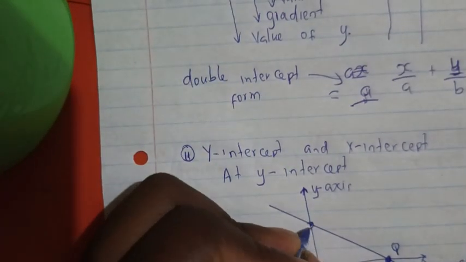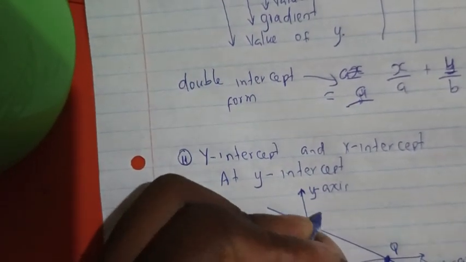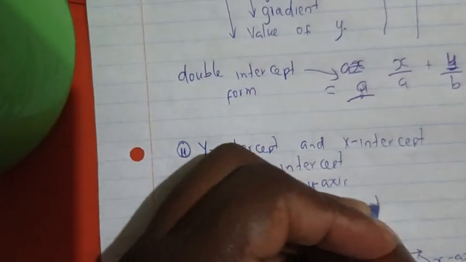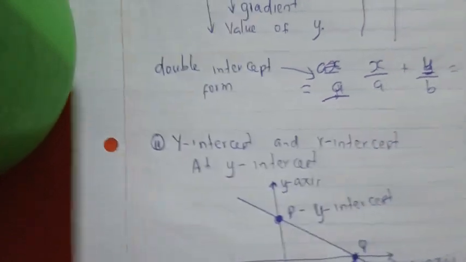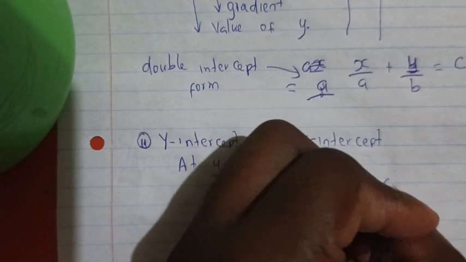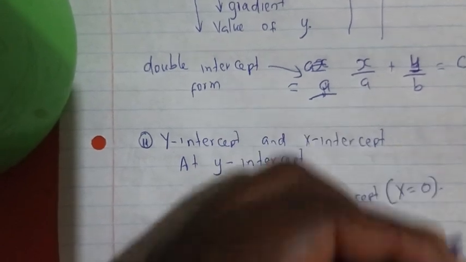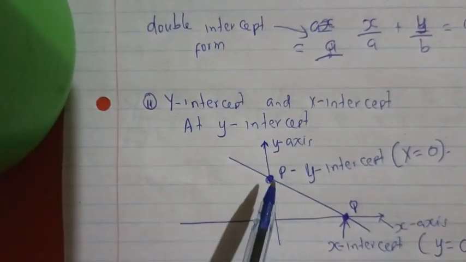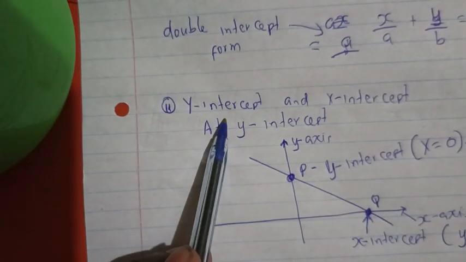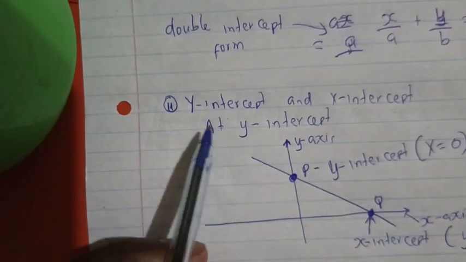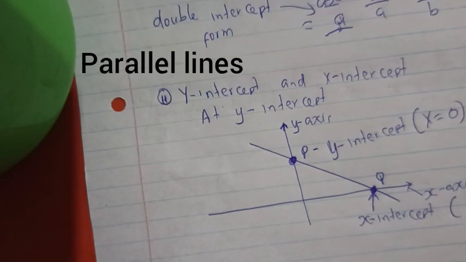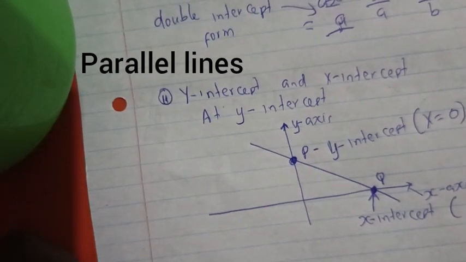Now, another point here, call it point P. This one is the y-intercept, a point where the line cuts the y-axis. And at this point, we say that the value of x is equal to 0. That is the x-intercept and the y-intercept. We normally get them in the form of coordinates. We shall be doing that using an example when it comes to elaboration of all these.